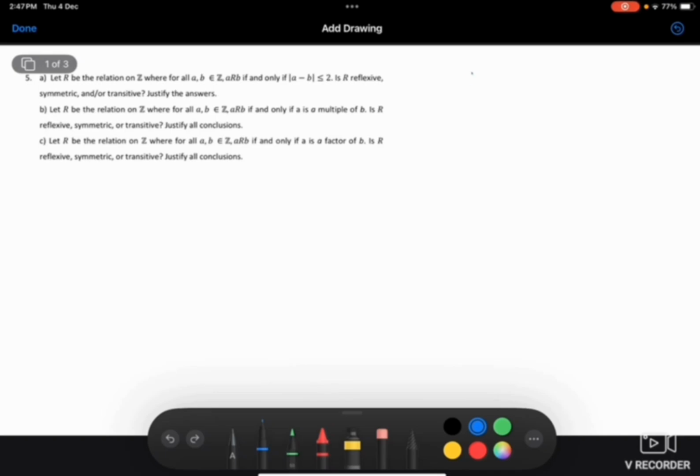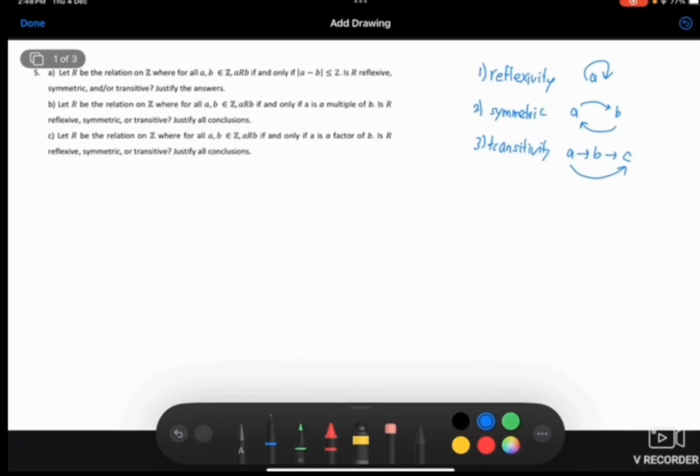So first of all, we need to know the definition of reflexivity. Reflexivity means that A relates to itself. So next we need to know the definition of symmetric. The definition of symmetric is A relates to B and B has to relate to A. Third, we have transitivity, and the definition of transitivity is A relates to B and B relates to C, then A has to relate to C. Now let's move into the question.